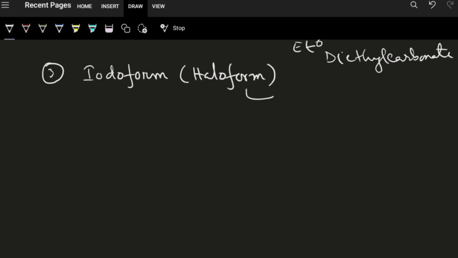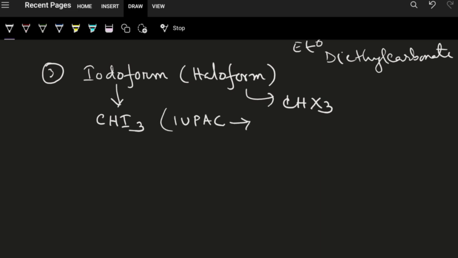Now what is haloform? Haloform is CHX3. When X is equal to I, then it forms iodoform. So CHI3 is iodoform. Again, it has an IUPAC name like chloroform. It has the IUPAC name triiodomethane. Now, it is prepared by the haloform reaction only.